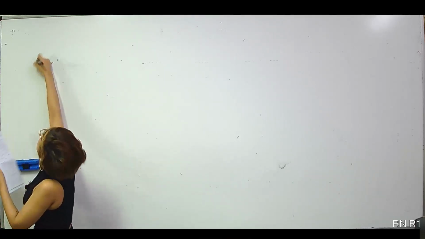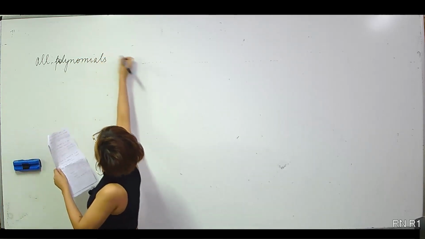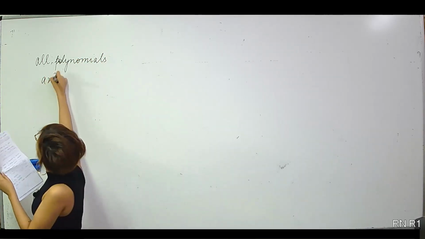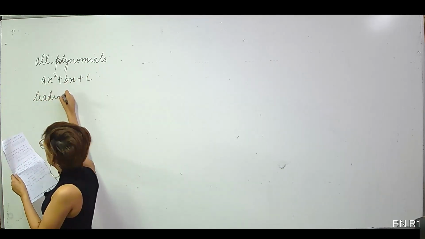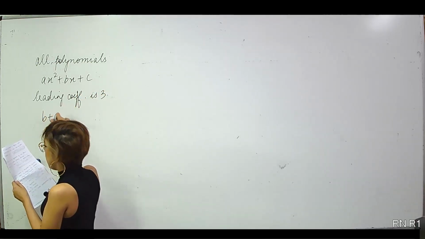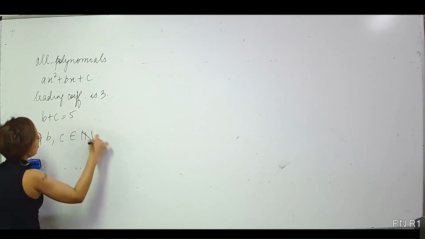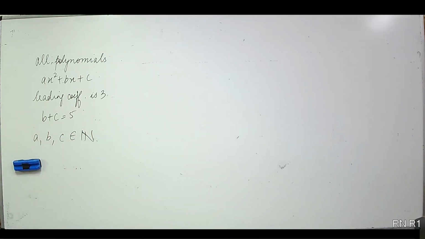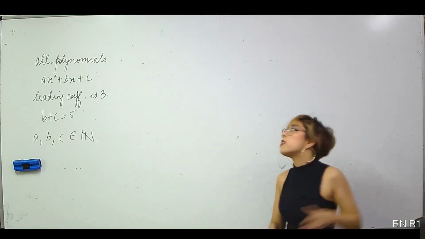Write down all polynomials of the form ax square plus bx plus c. Leading coefficient is 3, b plus c is 5, where obviously a, b, c are natural numbers. Alright, I think sufficient time anyway. So let's write the polynomial.